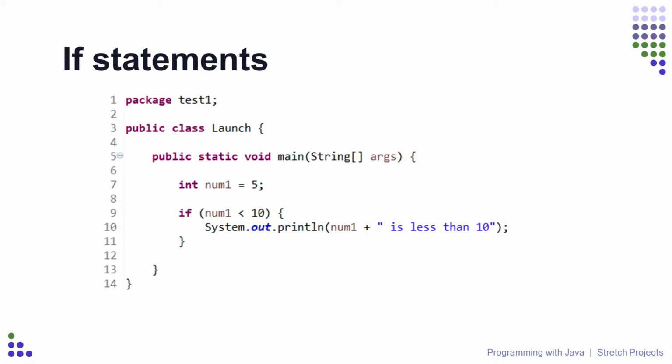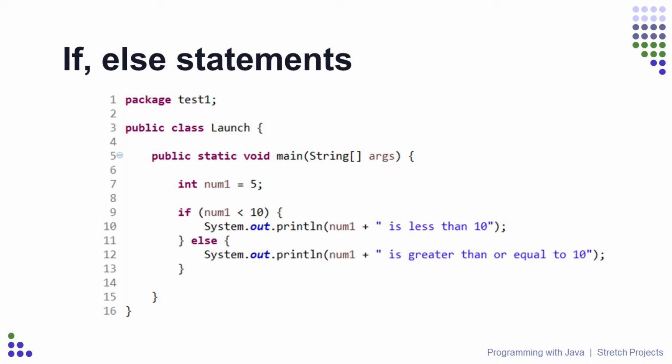But if it was set to 15, Java would just skip over the code inside of the curly braces, because the code is only executed if the condition is met, so we wouldn't get the message. But what if we did want a message when the condition wasn't met? Well, we can add an else to our if statement. The code within the else case is run whenever the condition for the if statement is not met. So if we set the value of num1 to 15 now, we would get a message.